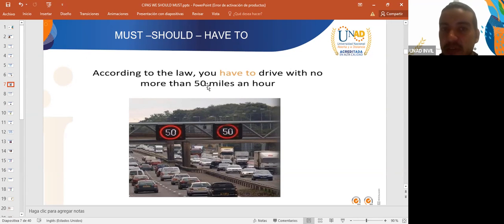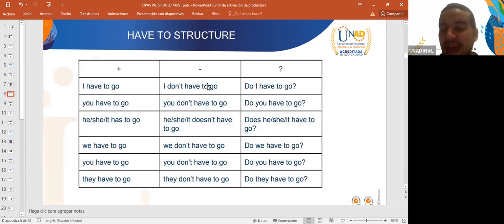Now, we're going to look at the structure of have to, because as we did with must, we have this structure for affirmative sentences. I mean, the column on the left, the column in the middle is for negative sentences, and the column on the right is for questions, okay? When you want to ask questions. But you need to keep in mind that this expression, have to, is going to change and it depends on the subject. Because as you can see on the screen, if we have the subject I or you or we, or they, the expression is just the normal expression, have to.